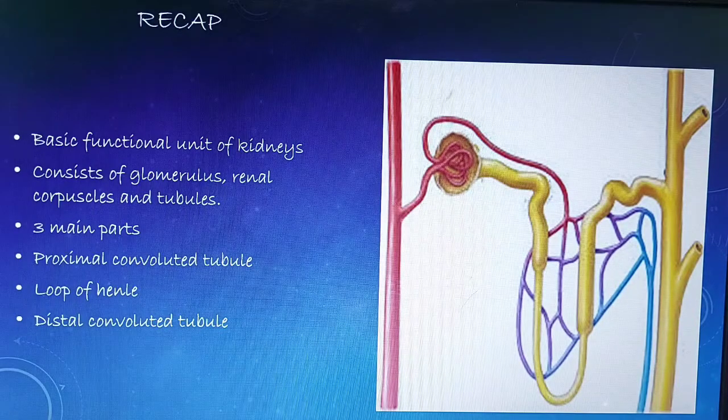Next comes the distal convoluted tubule. It is called distal convoluted tubule as it is far away from the Bowman's capsule, and it drains into the collecting duct. This reabsorbs 5% of NaCl and water, and this secretes potassium and hydrogen.